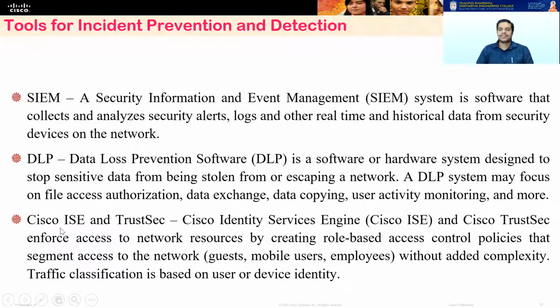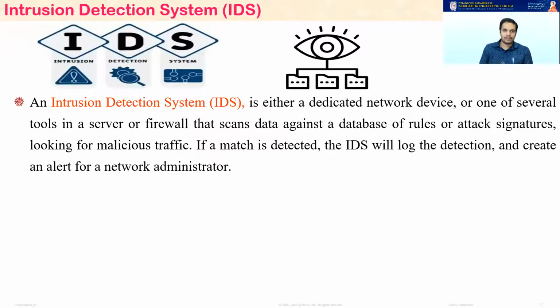And also there is something called Cisco ISE, Identity Services Engine, and TrustSec. This is where you actually control the access to the network resources. You classify the users based on their roles, technician, administrator, worker, and you assign access control privileges based on their roles to the required network resources.